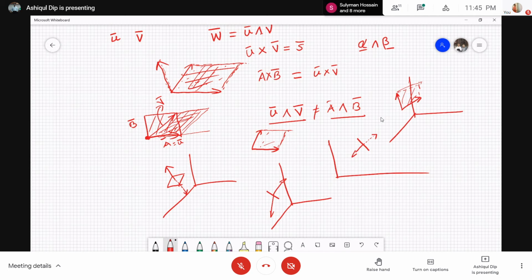So that means the representation through cross product was not enough actually. That's why we invented the wedge product. Basically, the wedge product is a better version of the cross product. That's all. That generalizes to any dimension.